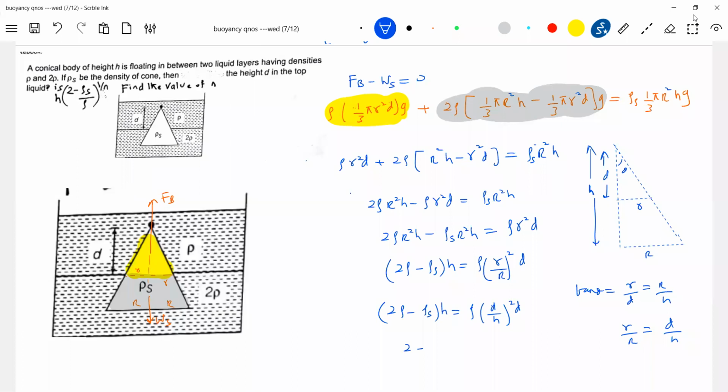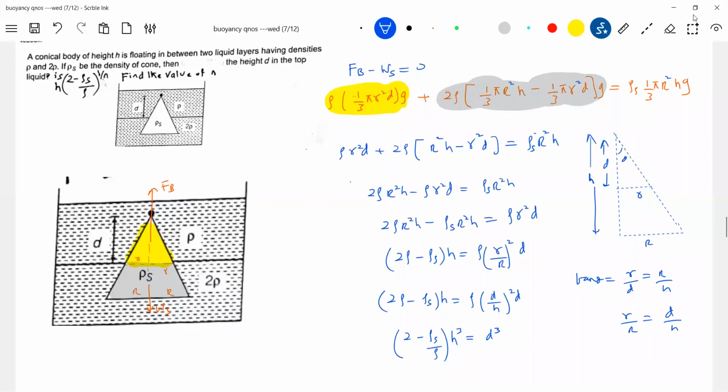So this will become 2 minus rho s by rho, h cube is equal to d cube. So finally, what is the value of d? D will be 2 minus rho s by rho, h to the power 1 by 3. So what is the value of n? n is 3.